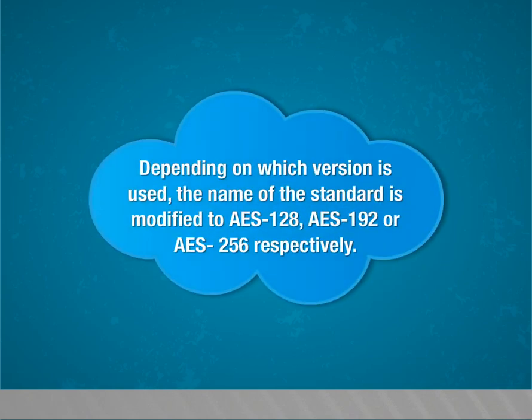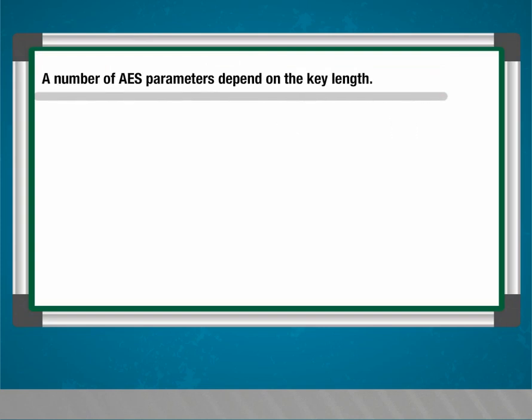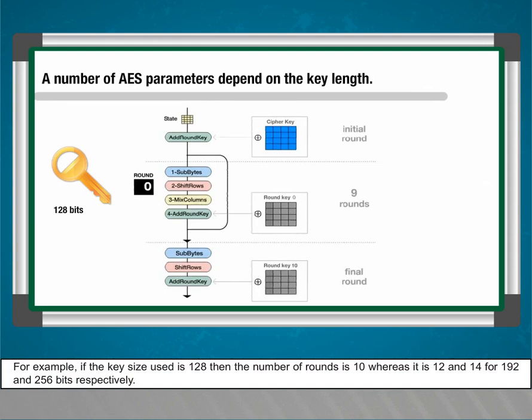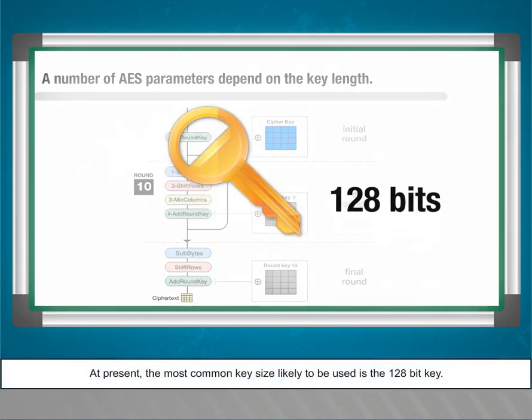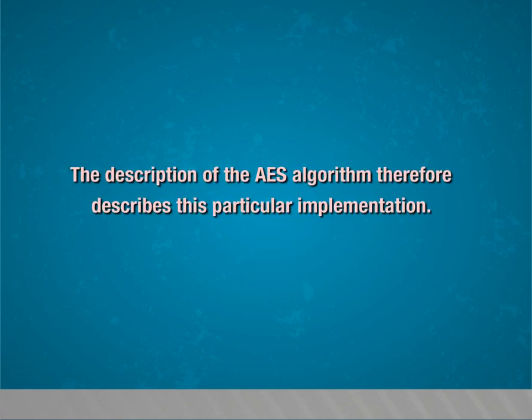Depending on which version is used, the name of the standard is modified to AES-128, AES-192 or AES-256 respectively. A number of AES parameters depend on the key length. For example, if the key size used is 128, then the number of rounds is 10, whereas it is 12 and 14 for 192 and 256 bits respectively. At present, the most common key size likely to be used is the 128-bit key. The description of the AES algorithm therefore describes this particular implementation.